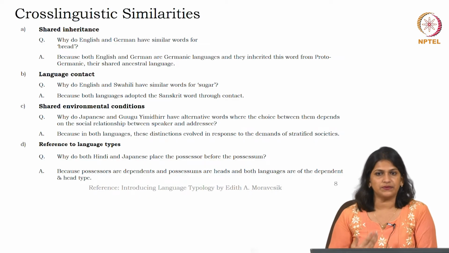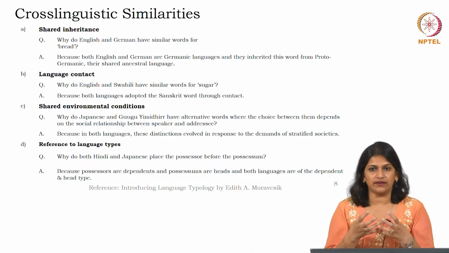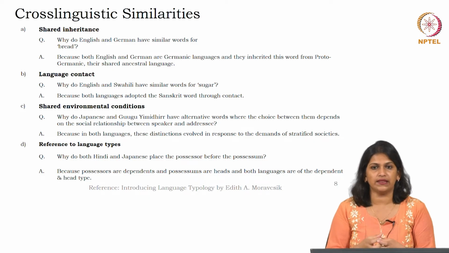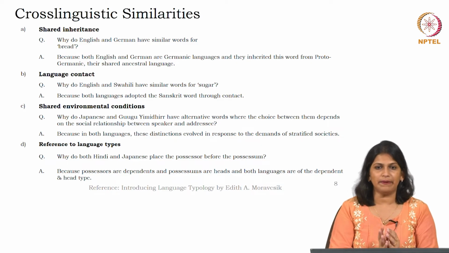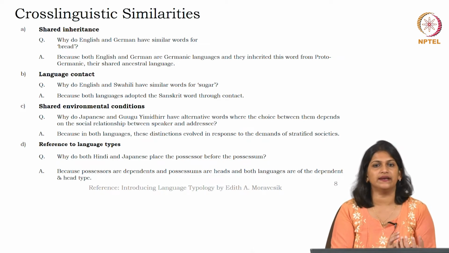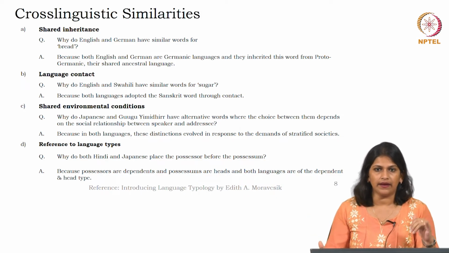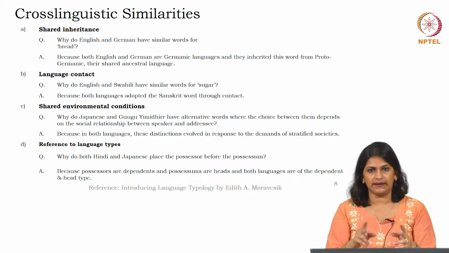The reason is that the possessors are dependents and the possessums are heads, and both languages are of the dependent and head type. So, if you look at the category of a particular language, then both Hindi and Japanese belong to one type. And what is that type? Dependent and head. In this type of dependent and head category, it's the dependent that occurs before the head. So, the head is the possessum and the dependent is the possessor, right. So, how does it work? It goes with the dependent and head type.